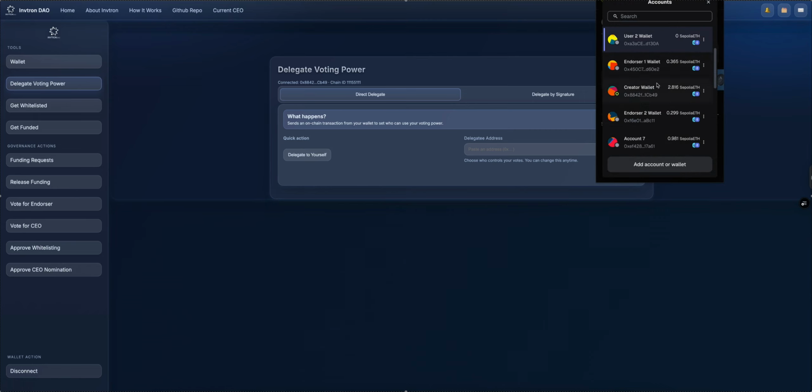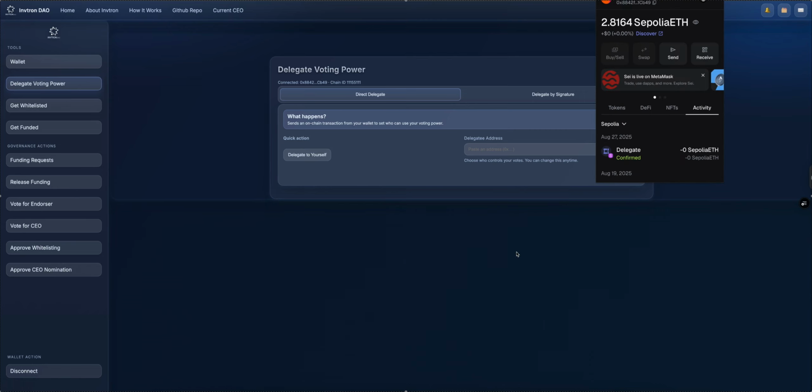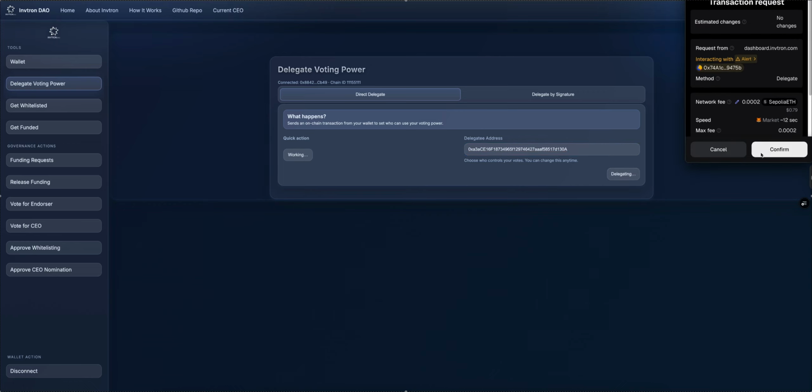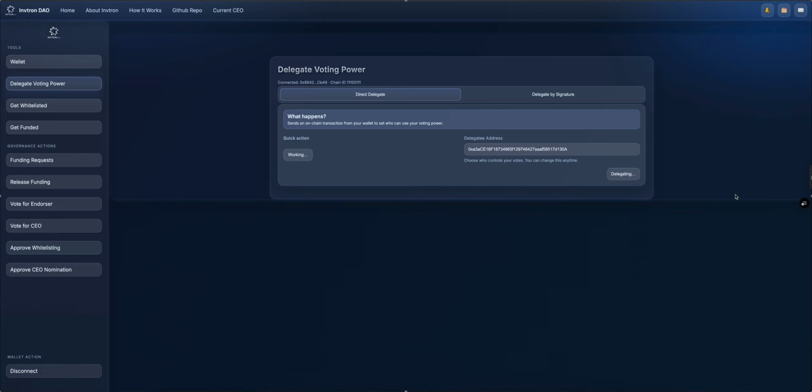Sorry, I switched the wallet. Let's go back to the wallet. Now, if we delegate it to this account, as you can see, this account will be able to vote in my place. Instead of me voting, this account will be voting instead of me.